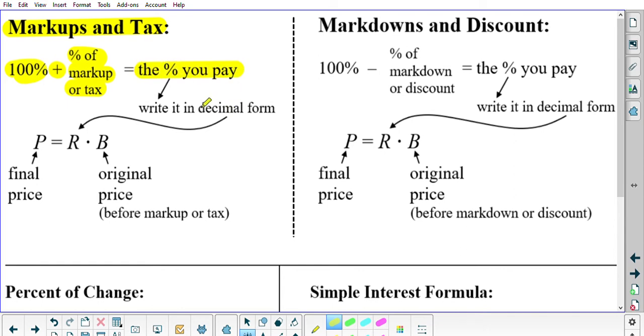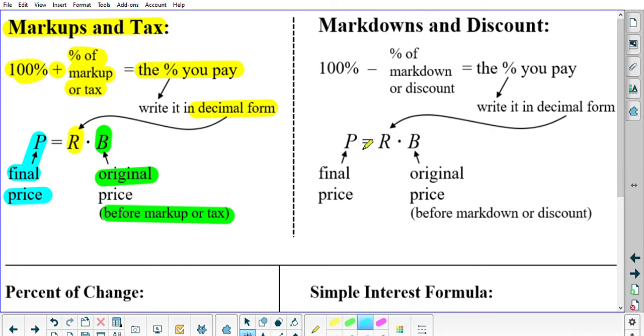Now you'll put it in decimal form, and that will go in for the percentage rate. If you take that times the base, and the base needs to be your original price before the markup or tax was applied, so whatever that original price was, times the percentage rate will give you the final price.